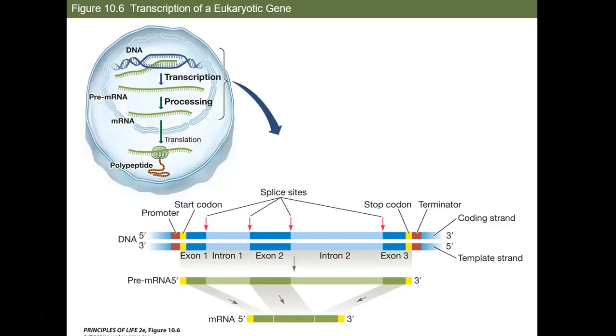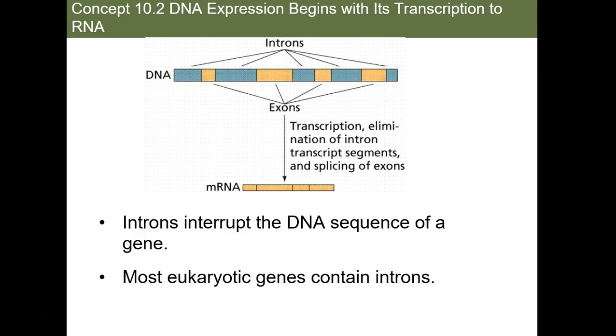Figure 10.6 shows a DNA molecule with a gene. This DNA is transcribed into pre-messenger RNA, which has both introns and exons embedded in it. Introns are removed from the pre-mRNA to produce mRNA. Introns need to be removed from the mRNA because they interrupt the DNA sequence of a gene. Most eukaryotic genes contain introns.